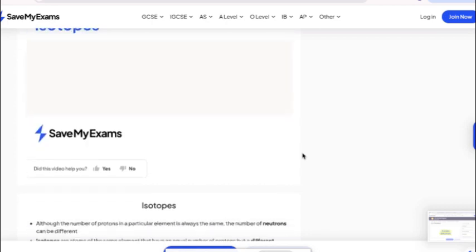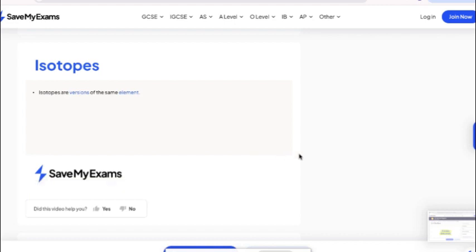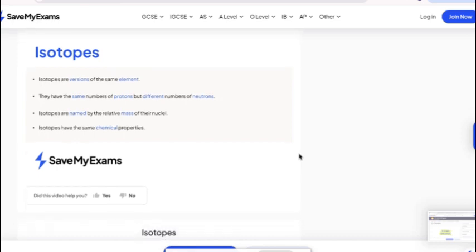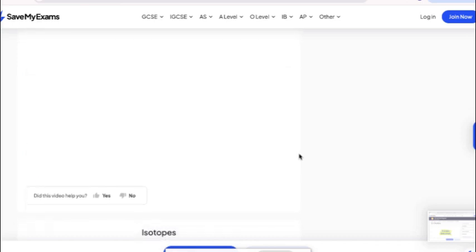This video explained that isotopes are different versions of an element which have different numbers of neutrons. We name isotopes by the relative mass of their nuclei, and isotopes of the same element behave almost identically in chemical reactions, thanks to having identical arrangements of charged particles.